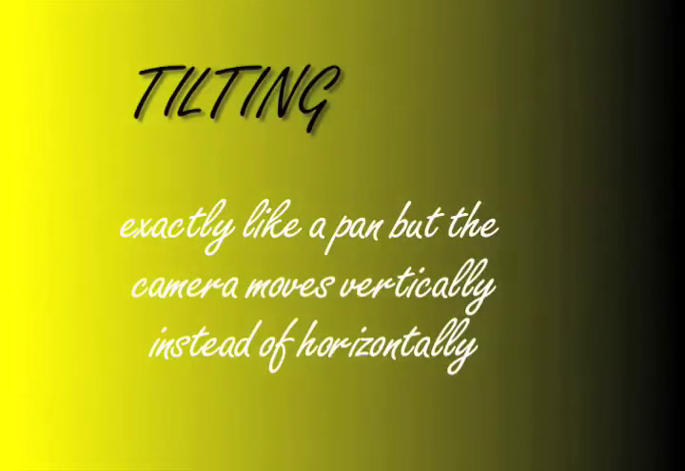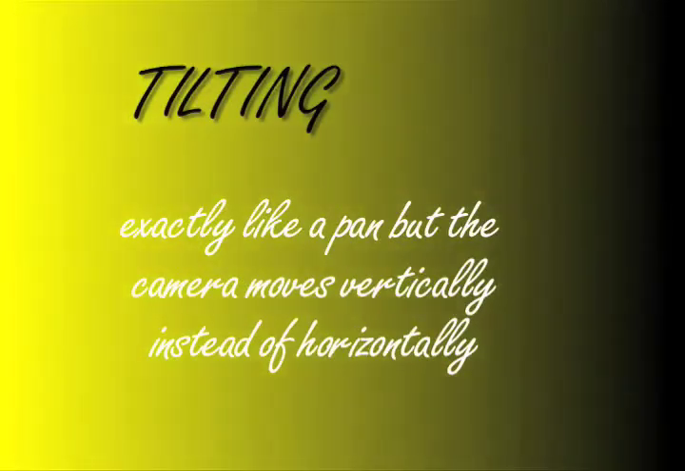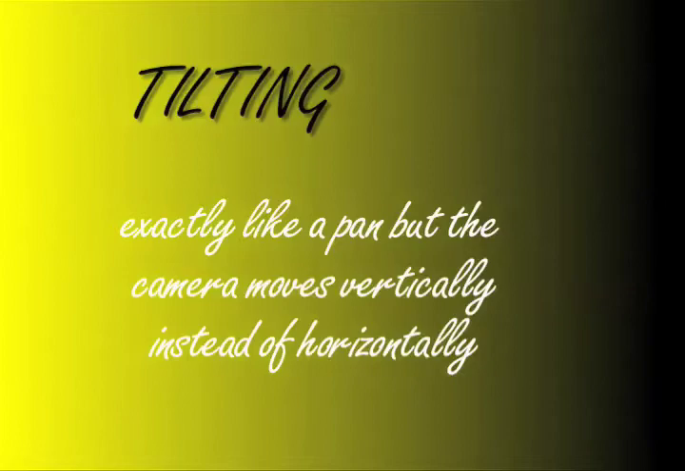The second movement we're going to talk about is tilting, which is exactly like a pan, except the camera moves vertically instead of horizontally. Notice the stuffed animal from the last shot. Here's the tilt. Camera's moving up and down instead of left and right.